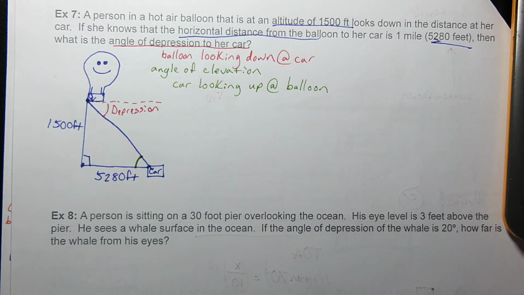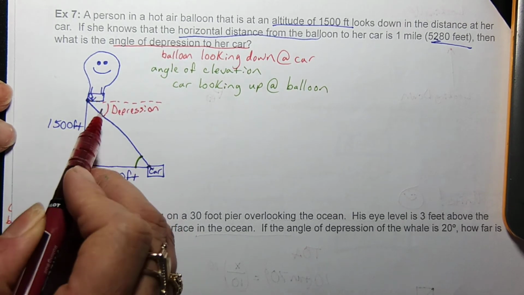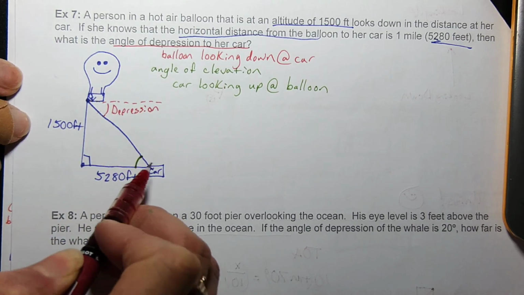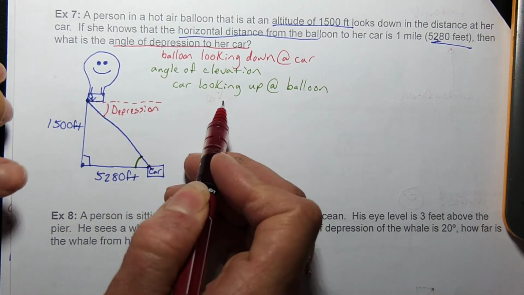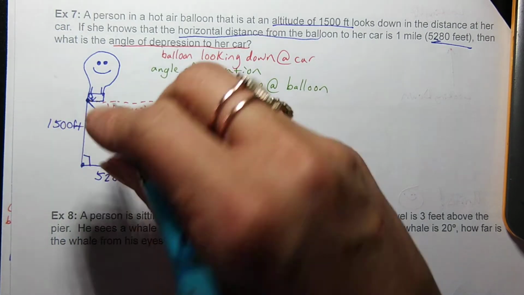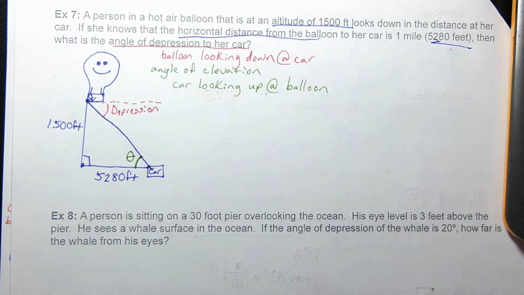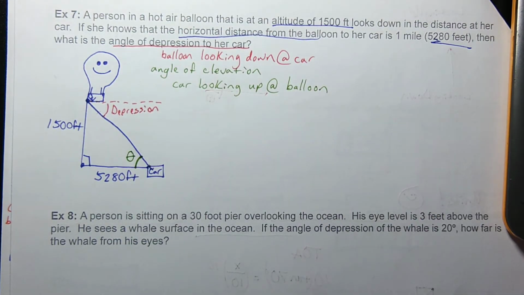Does that make sense? I think the angle of depression problems are the toughest. Just note that they always have to be relative to a horizontal. Angle of depression and angle of elevation will always be the same. So I always change it to looking up in order to figure out what angle I am trying to find. So that's what we are looking for here. We want to find the angle of elevation, which we're going to call theta. Zero with a line through it, that's our variable that we use for angles.